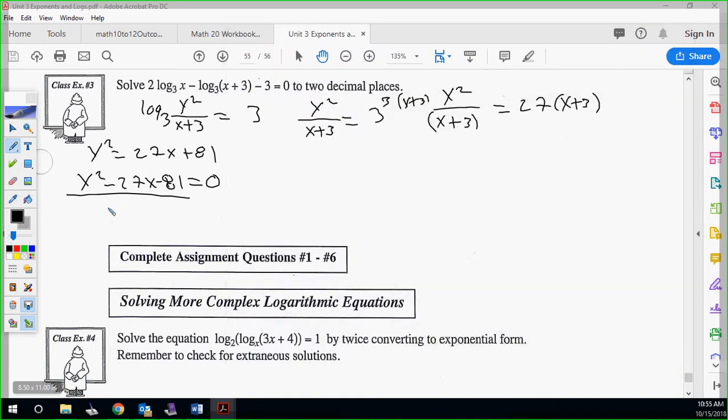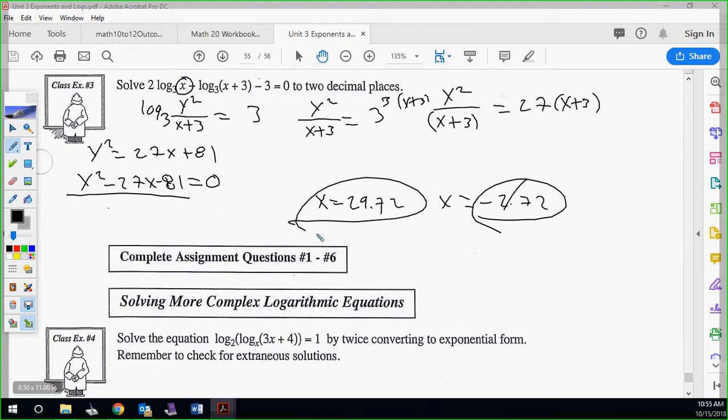So we have x equals 29.72 and x equals negative 2.72. You can see when I put this into this one right here, remember, the way it's written now, it doesn't work, right? Where it's written now, it doesn't work because the x is negative. Okay, so this one's rejected. This one is okay.